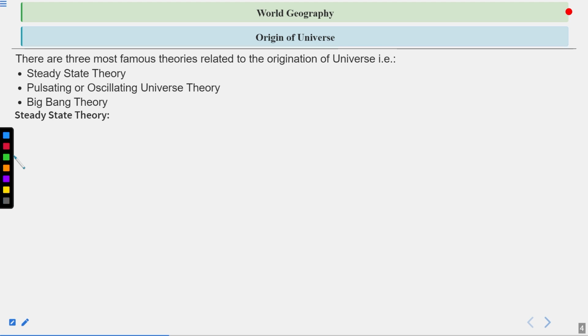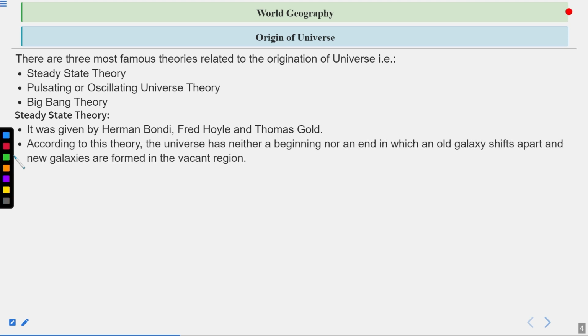The steady state theory was given by Hermann Bondi, Fred Hoyle, and Thomas Gold. According to this theory, the universe has neither a beginning nor an end, in which old galaxies shift apart and new galaxies are formed in the vacant region.